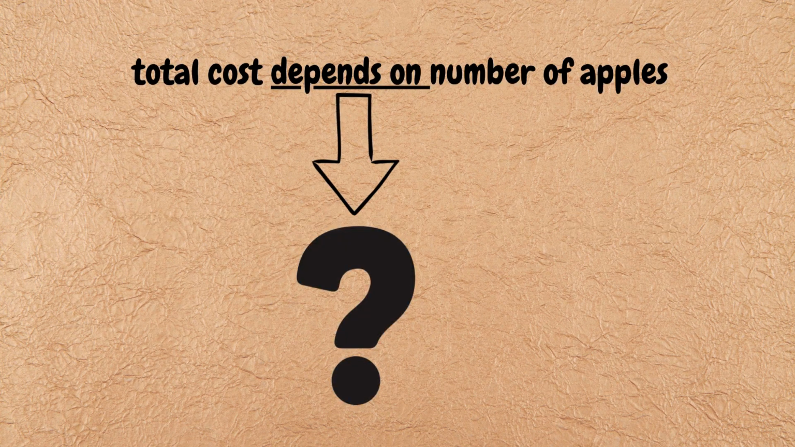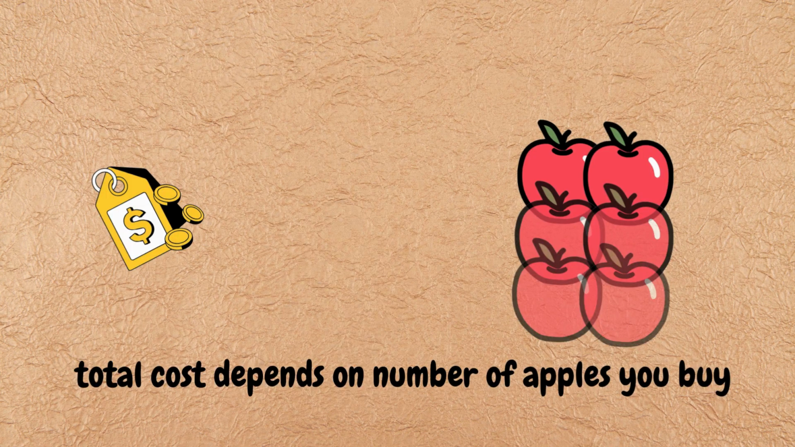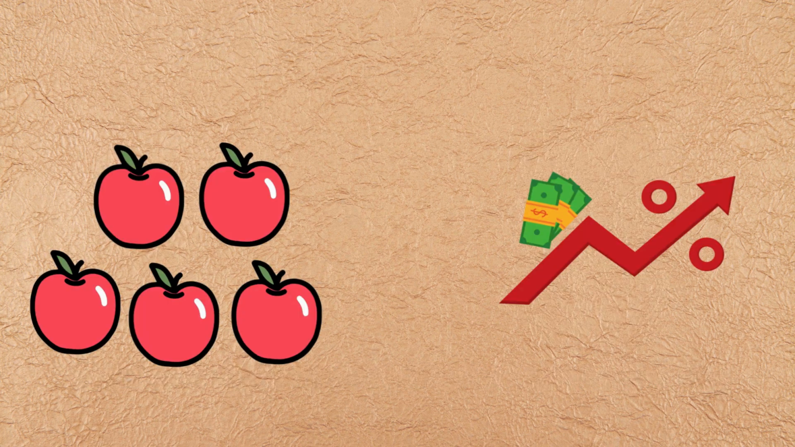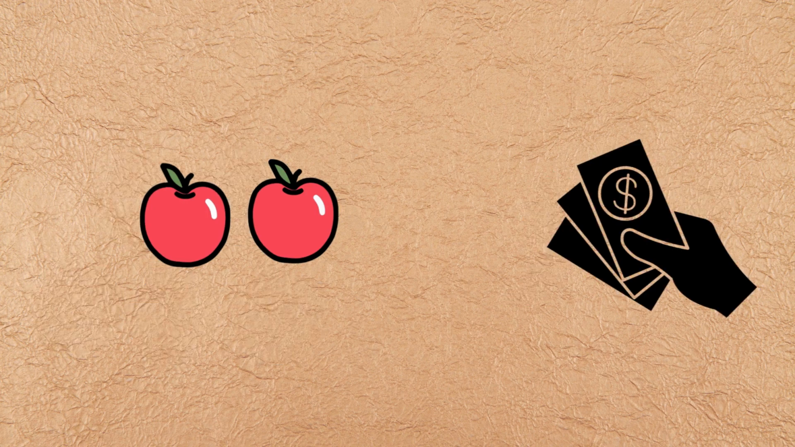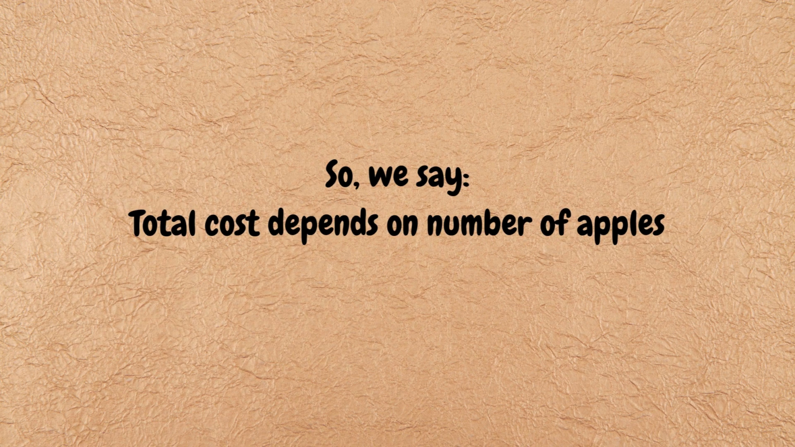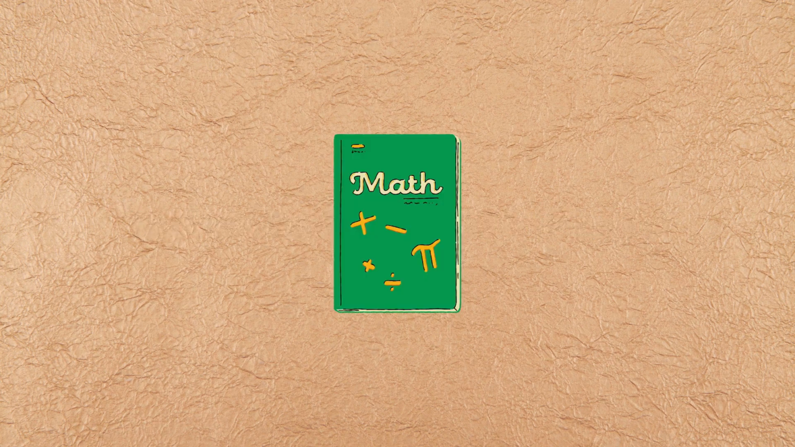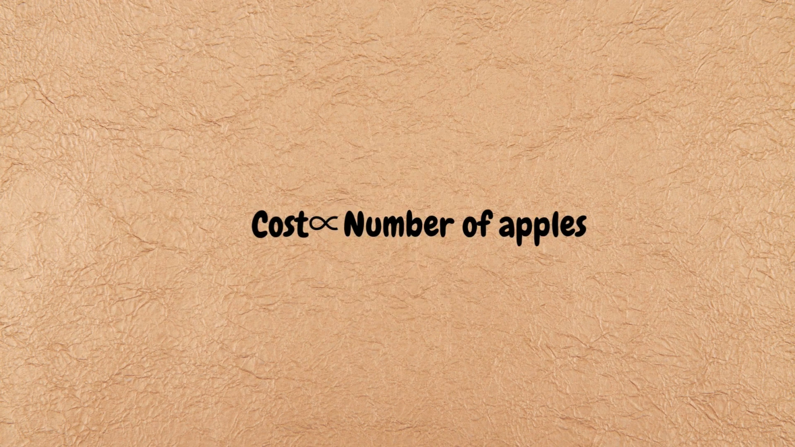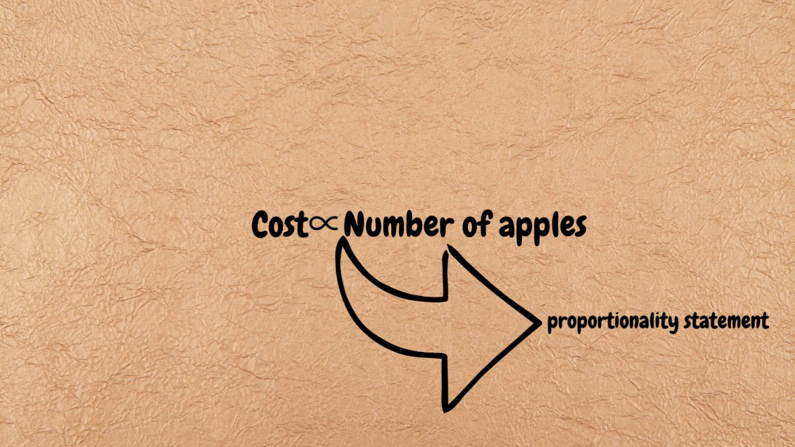What does depends on mean here? The total cost depends on how many apples you buy. More apples result in more money. Fewer apples result in less money. So, we say, total cost depends on number of apples. In maths language, cost is directly proportional to number of apples. This is a proportional statement.